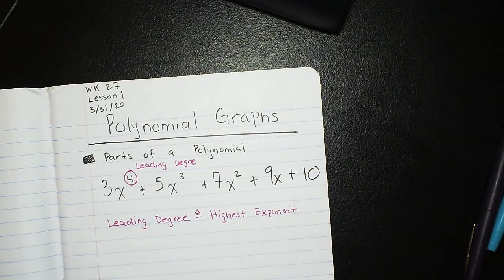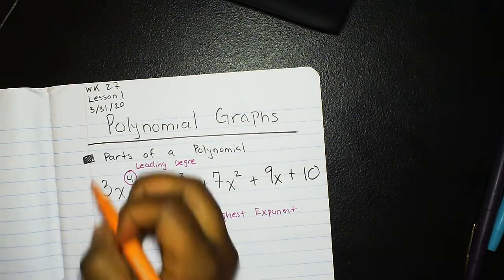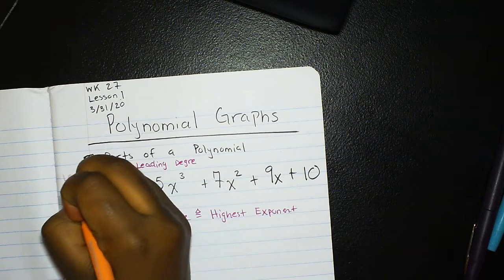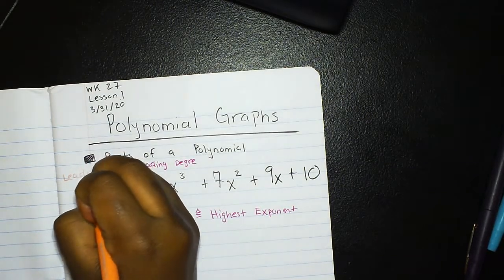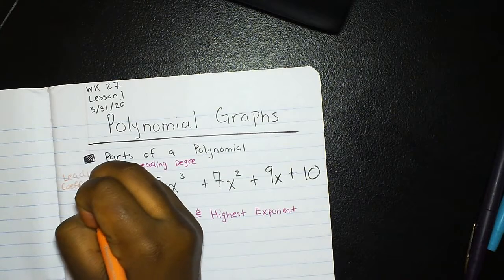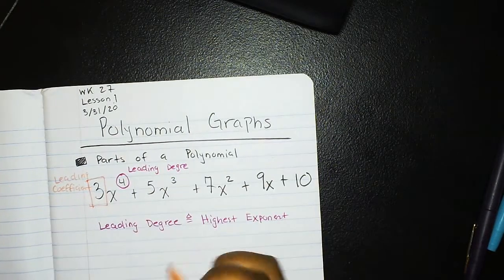The number in front of the leading degree, we call that the leading coefficient. So this is the leading coefficient.